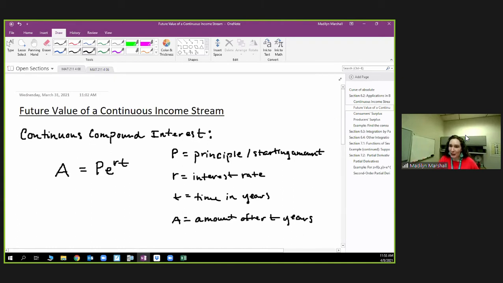So the question we're asking here, though, is we have a continuous income stream. So we're not just putting one principal in and then leaving it for a long time. We're going to be continuously adding money to this. So in this section for the continuous income stream, the principal is now going to be that continuous income stream.